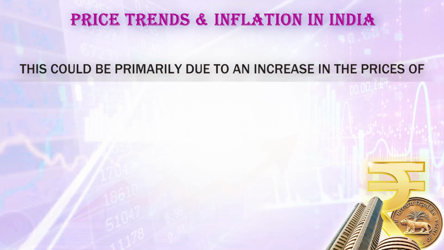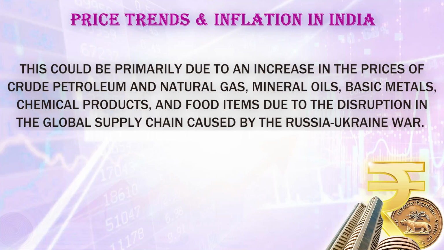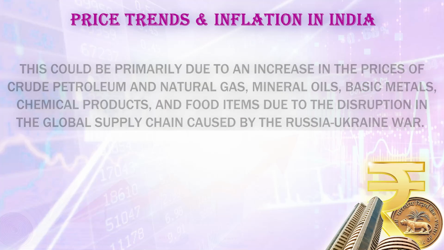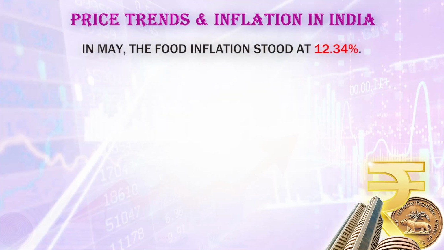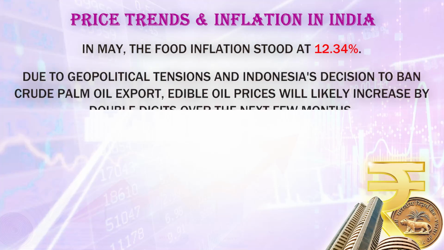The global supply chain was disturbed by the war between Russia and Ukraine. Particularly, there was an increase in prices of crude oil, petroleum, and natural gas. There are some basic metals and food items that caused this size of crisis. The food price inflation right now stood at about 12.34%. And due to the geopolitical tensions, Indonesia has also imposed a ban on the export of palm oil. That actually has increased the edible oil price. The prices of edible oils have skyrocketed, and we are expecting that for the coming few months, the price will stay high as well.